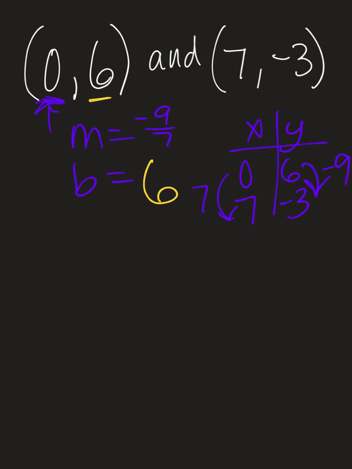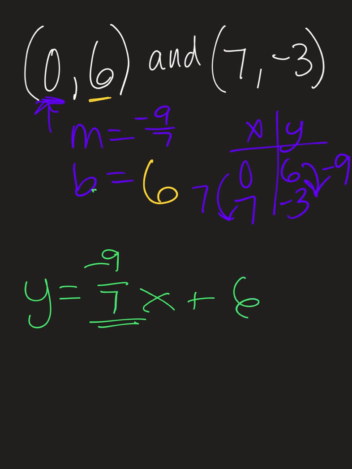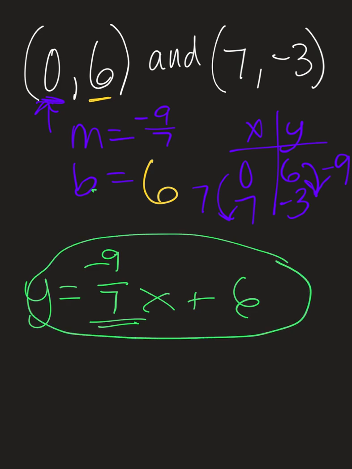So I'm going to rewrite my equation. Y equals blank x plus blank, right? So what is my m? Well, m is -9 over +7. And my y-intercept, or b, is +6. And that is my final answer.